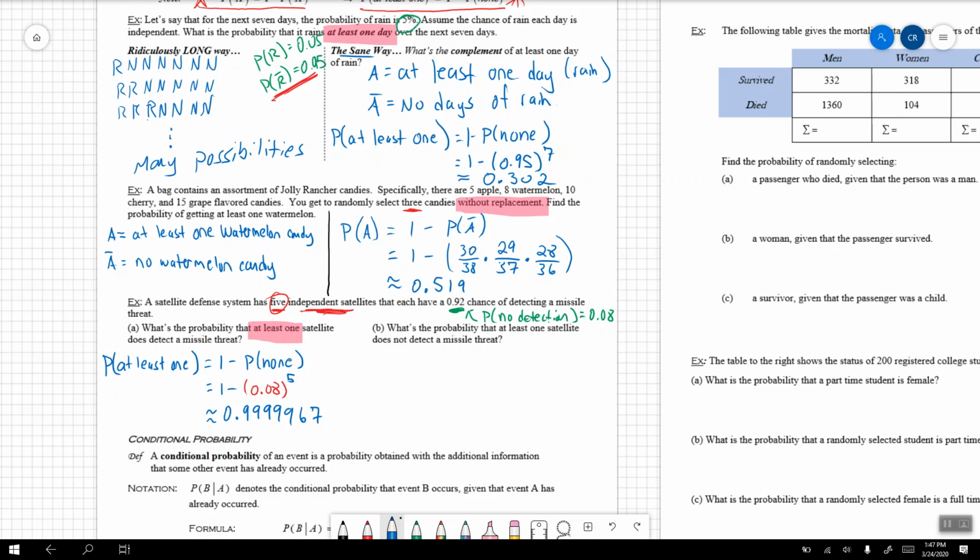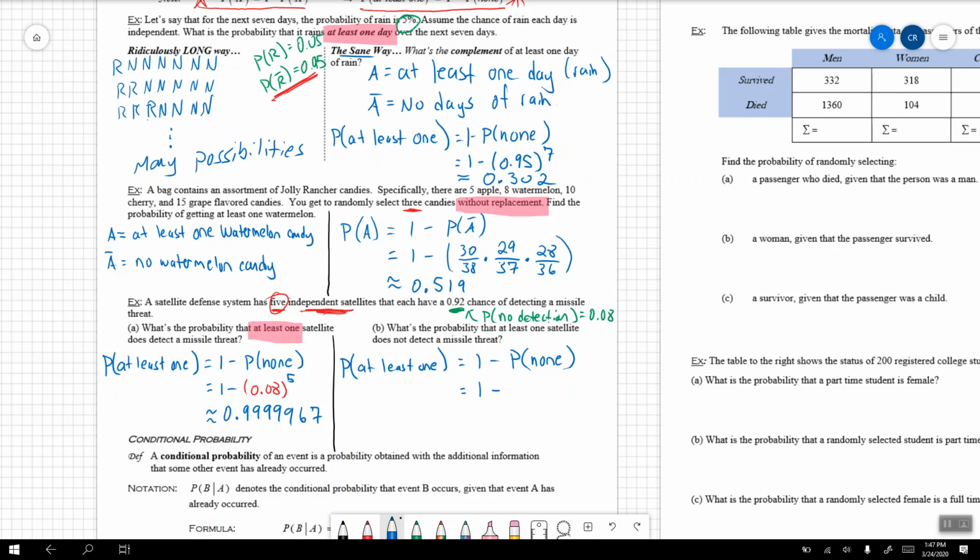Now let's see the next question. The next question, part B, asks what's the probability that at least one satellite does not detect a missile threat. So at least one is not going to detect the missile threat. So that means that we need the probability of none.